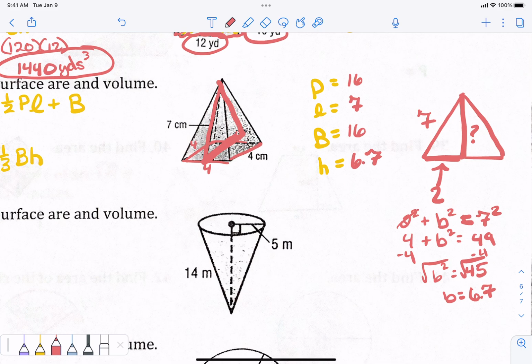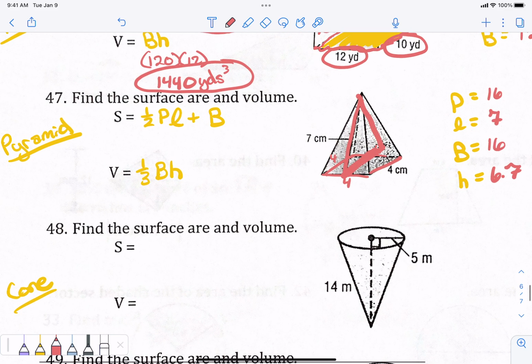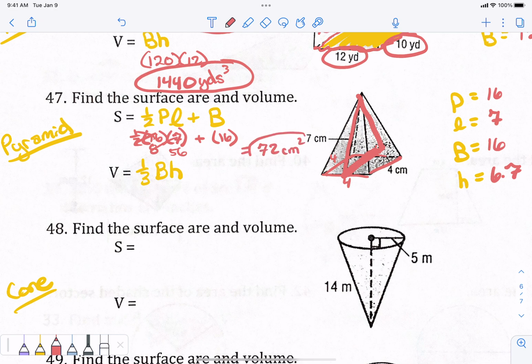All right, now we have all of the stuff that we need, and now we're just going to plop in. So 1/2 P is 16, L is 7, plus capital B is 16. Half of 16 is 8, and 8 times 7 is 56. And 56 plus 16 is 72, I think.